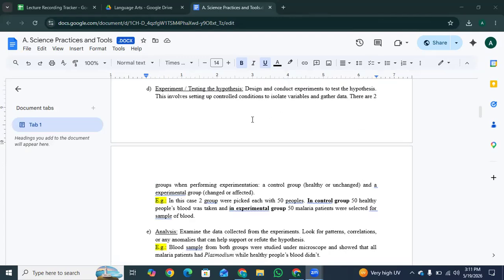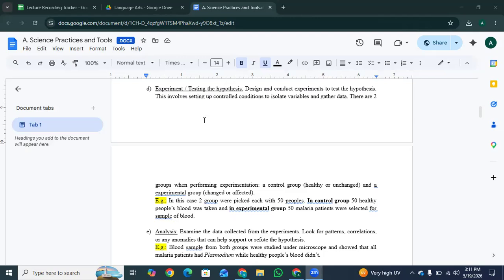So the next one is experiment or testing the hypothesis. Design and conduct an experiment to test the hypothesis. This involves setting up controlled conditions to isolate variables and gather data. There are two groups when performing experimentation: a control group, which is healthy or unchanged, and an experimental group, which is changed or affected.